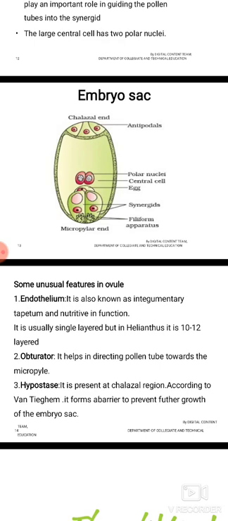The second unusual feature which occurs in ovule is obturator. This helps in directing the pollen tube towards the micropyle. And the third is hypostase. It is present at the chalazal region and it forms a barrier to prevent further growth of the embryo sac.